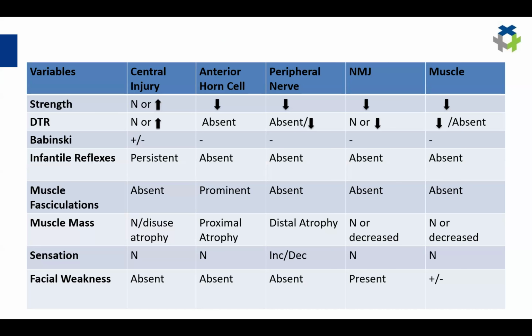Babinski reflex is usually absent in other cases. Only in central cases can it be positive. Infantile reflexes are persistent in case of central causes. Muscle fasciculations are mainly prominent in case of anterior horn cell disease. Sensation can be increased or decreased in case of peripheral nerve involvement. Facial weakness is usually present in case of NMJ lesions.